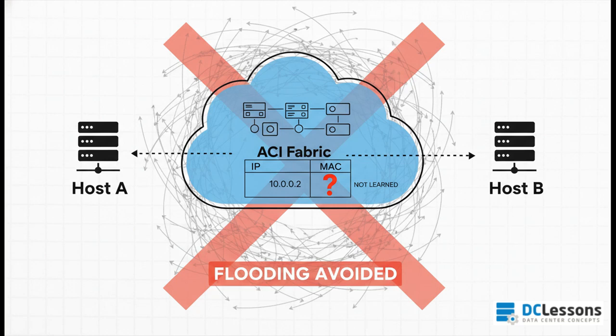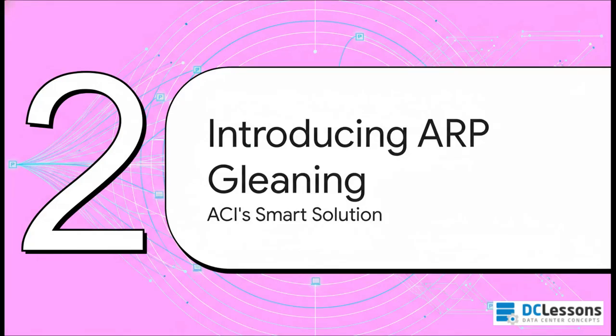Now, a traditional network might just flood that ARP request to every single port. But ACI is built for massive scale, and flooding is a huge performance killer. It just creates broadcast noise that chews up CPU and bandwidth. ACI is designed to be better than that. And that brings us to ACI's really elegant answer: ARP Gleaning.